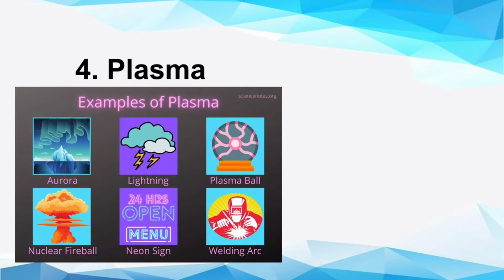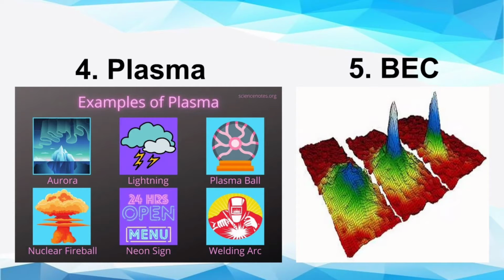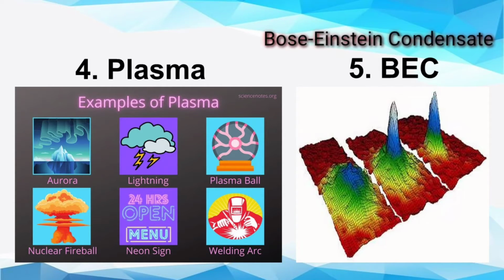The next phase is also referred to as the fifth state of matter. We have the BEC or the Bose-Einstein condensate. This state of matter is formed when particles called bosons are cooled to near absolute zero.